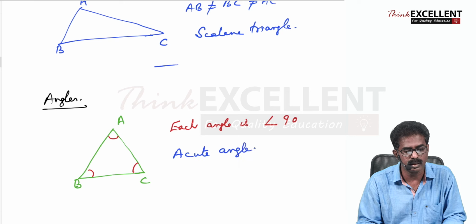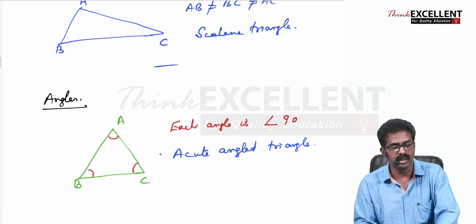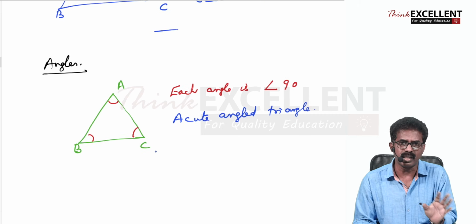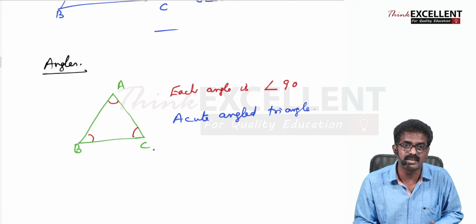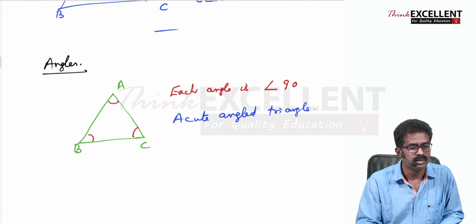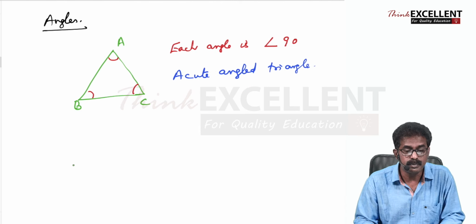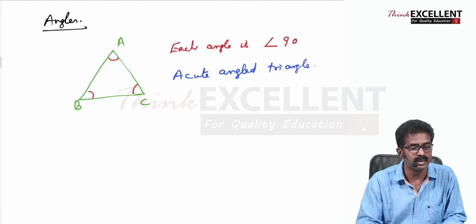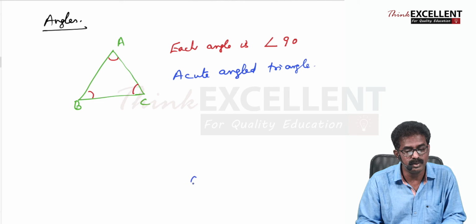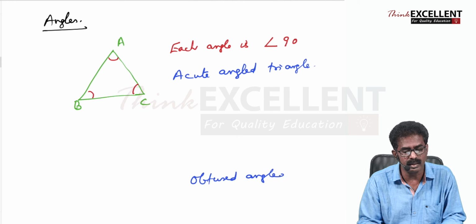Acute angled triangle. So what is acute angle triangle? Each angle, three angles are there. All the three angles are less than 90. Okay. So that is acute angle triangle. And the second one is obtuse angle triangle. What's the name of the next triangle? Obtuse angled triangle.